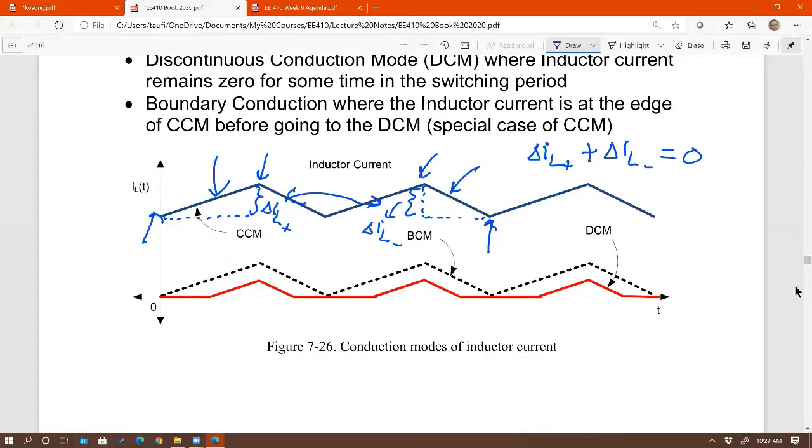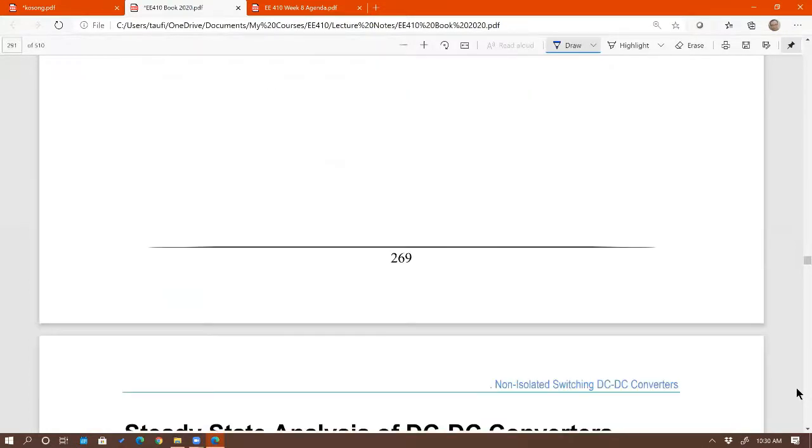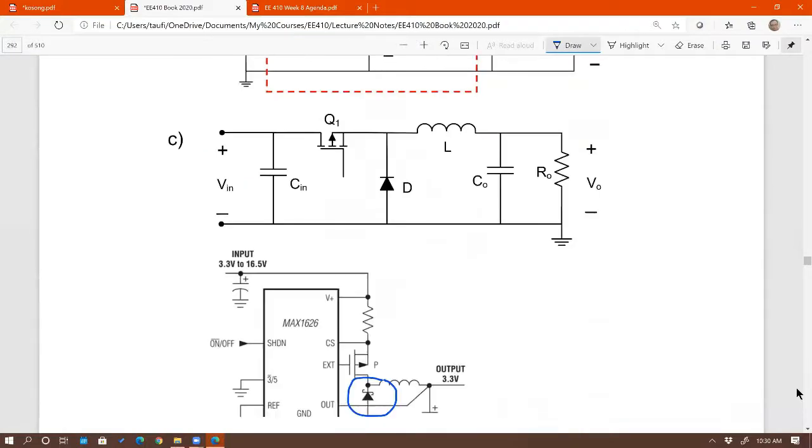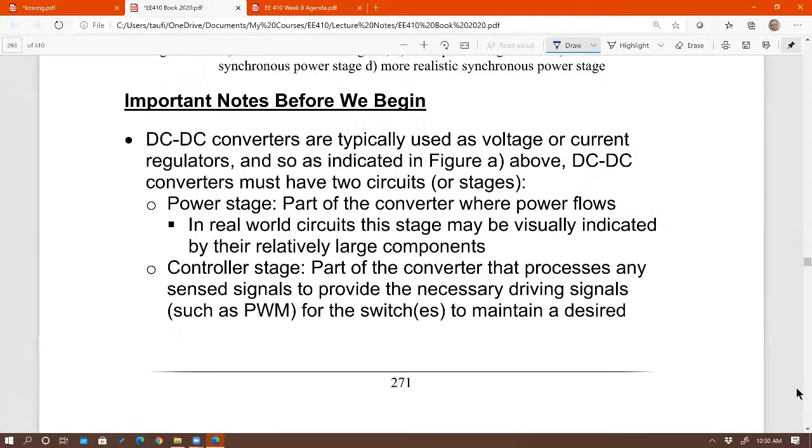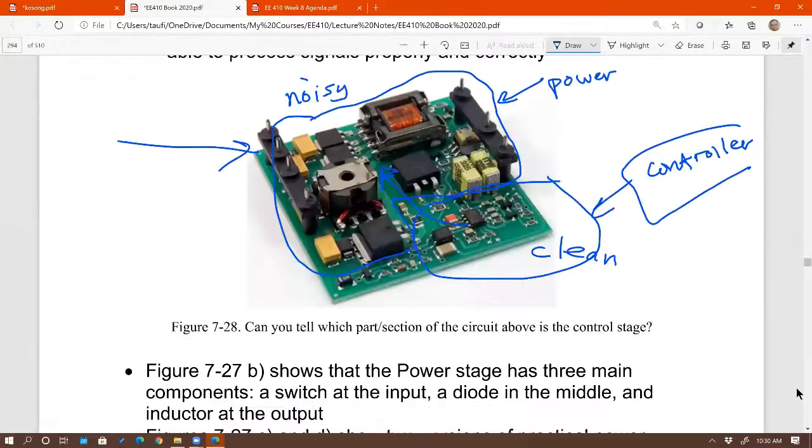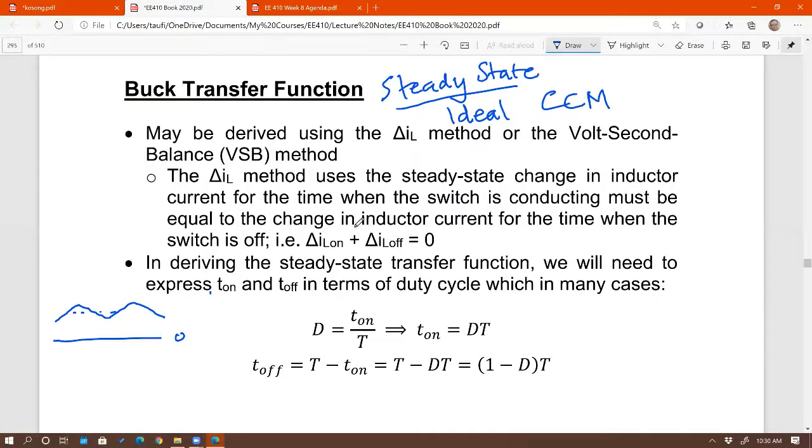Anybody disagrees with that? Okay, so if everybody agrees, then that's the basis of how I would derive the buck transfer function, okay? So let me go back right here. So delta IL on, which I call delta IL plus, plus delta IL off, which I call earlier delta IL minus, should be equal to 0. Okay, so now I'm going to have to find the equation for delta IL on, delta IL off later.